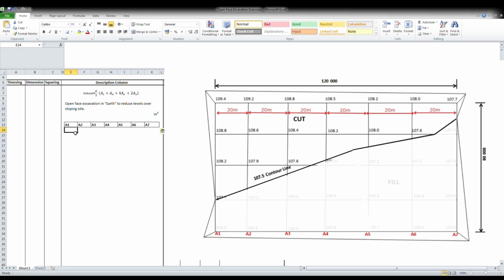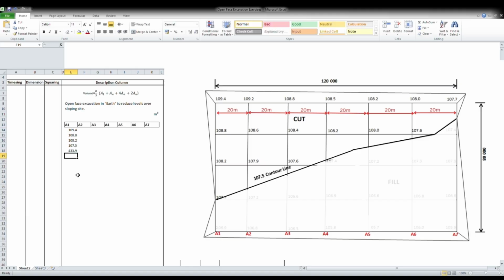So we have 109.4, 108.8, 108.2, and then lastly we have 107.5. We're only going to put these dimensions down for the cut section, right? So we have 4 dimensions, and then we're going to find the total.